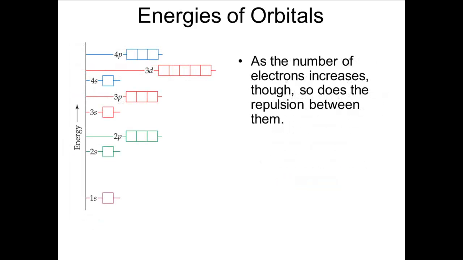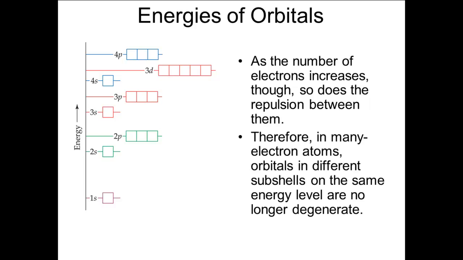However, whenever an atom has more than 1 electron, the repulsion between the electrons affects the energies of the different subshells. This splits the subshells in a shell and gives them different energies. The subshells are no longer degenerate, but the individual orbitals within a subshell are still degenerate.